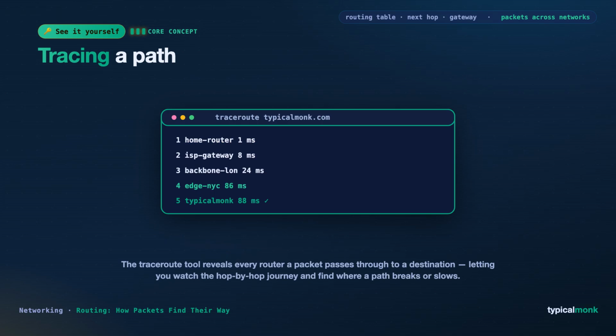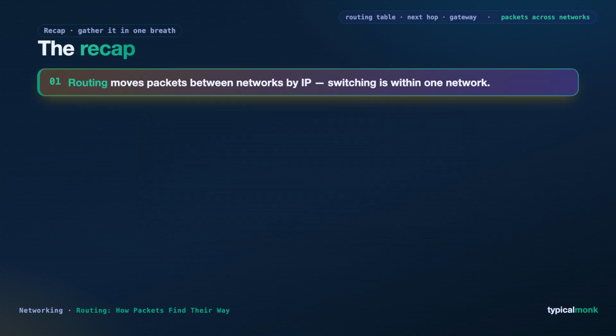So the takeaway: the traceroute tool reveals the actual sequence of routers a packet passes through to reach a destination, turning the abstract hop-by-hop journey into a concrete numbered path you can watch. And because it shows exactly where a path breaks or slows, it is both an illuminating demonstration and a practical everyday diagnostic tool. Let us gather the whole class in one breath.